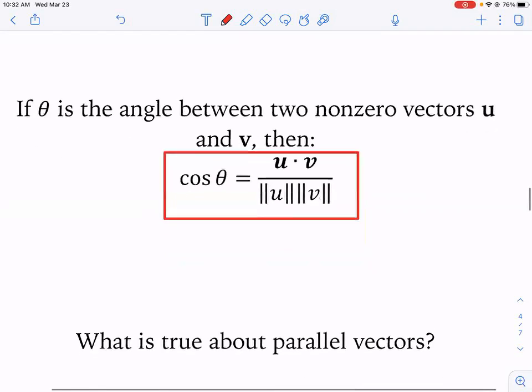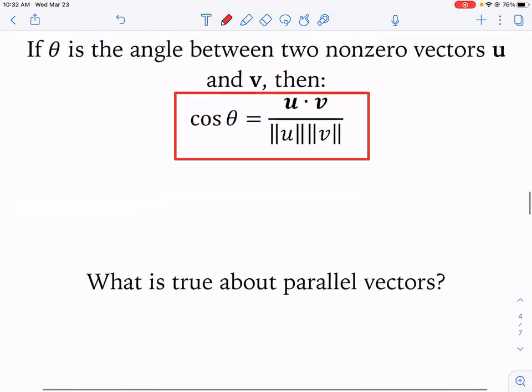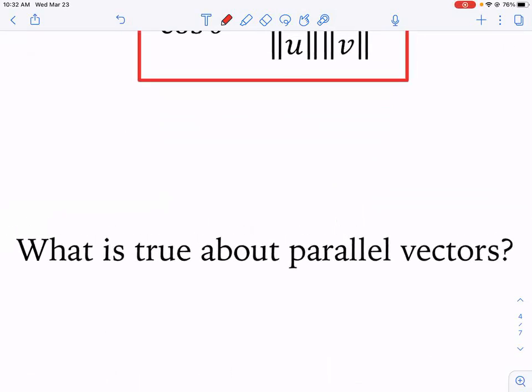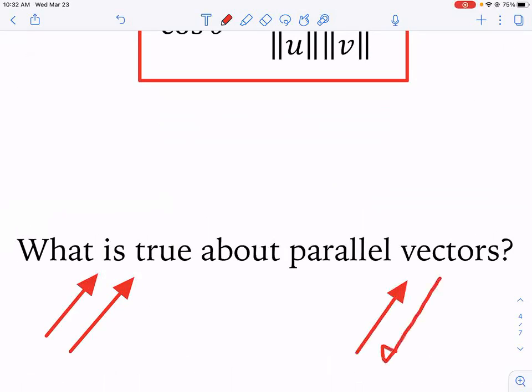Now, before we get to an example, I want to talk about parallel vectors. Since we're having this conversation of the angle in between two vectors, what would be the angle in between vectors that are parallel? We either have vectors that are going in the same direction or vectors that are going in opposite directions. How would you label that angle? This angle would be 0. This angle would be 180.